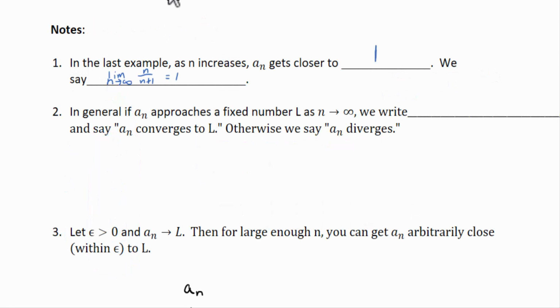That's note number 1. Note number 2, in general, if a_n approaches a fixed number, L, as n goes to infinity, we write the limit as n goes to infinity of a_n equals L. No big surprise there, right? It's the same notation we've used in the past, except instead of f of x, we have a sub n. We say a_n converges to L. Otherwise, we say a_n diverges. It's worth putting that terminology in bold print, probably.